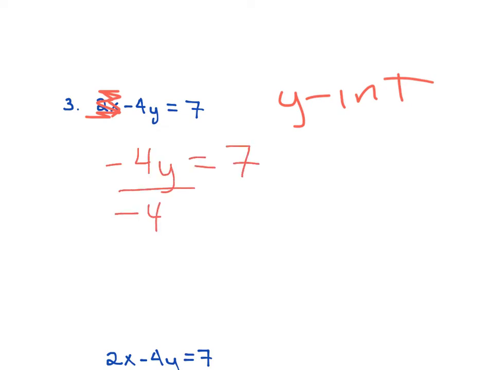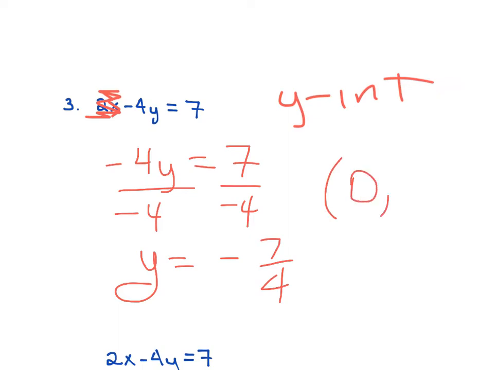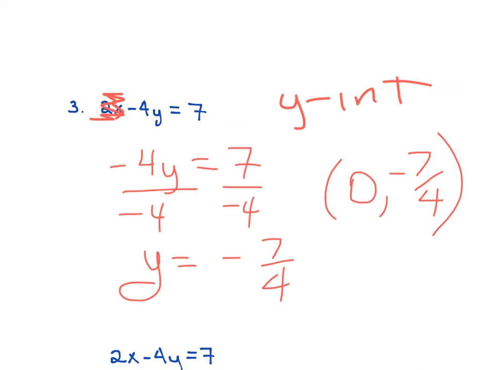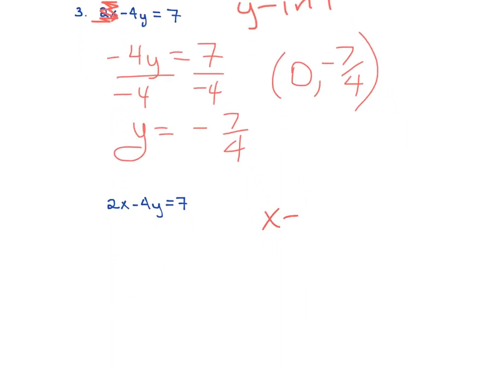So I divide by negative 4, and y equals negative 7/4. Again, as an ordered pair, 0, negative 7/4. To find the x-intercept, I am going to cover up y and then solve what remains.